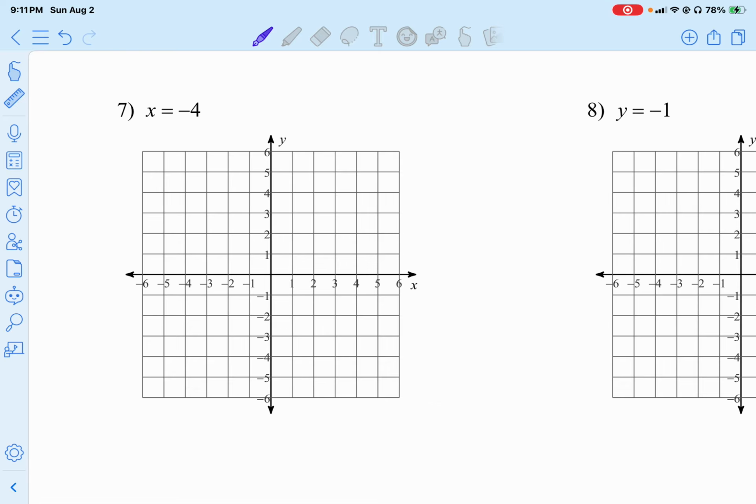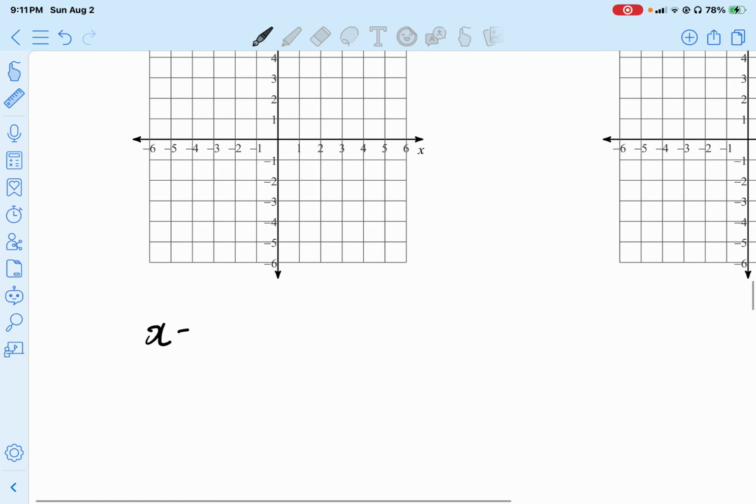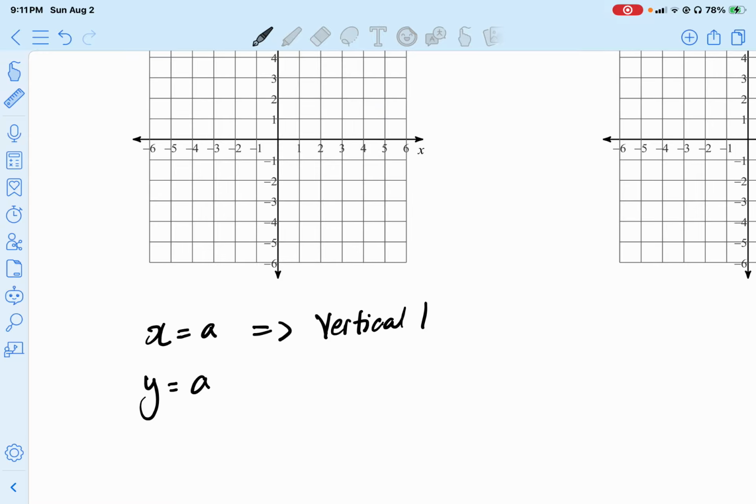It's important. The line x equals 4, right? And the line y equals -1. So I could write this as some notes for you here. The line x is equal to a, and the line y is equal to a. The line x is equal to a is always going to be a vertical line. And the line y equals a is always going to be a horizontal line.